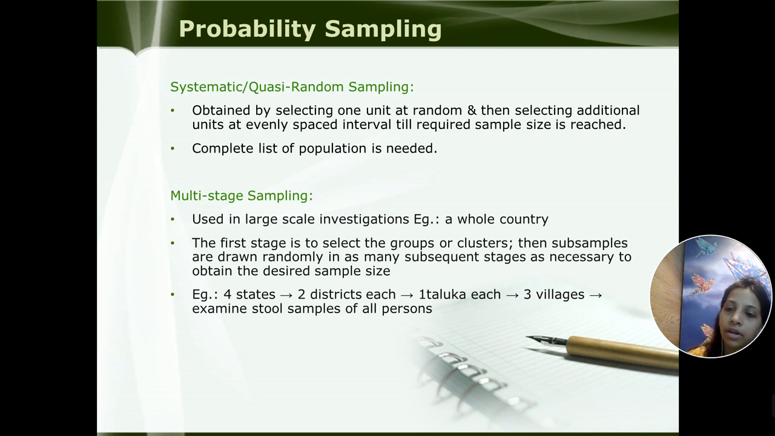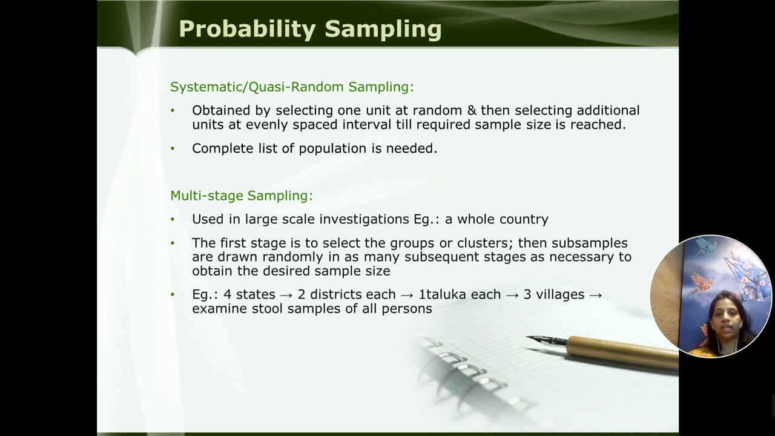So you will select every third individual in your sampling frame, that is, every nth individual is selected. If you randomly get this number 3, you will select every third individual in your sampling frame. You will select the third one, then the sixth one, then the ninth one, and so on. So this is your systematic or quasi-random sampling.